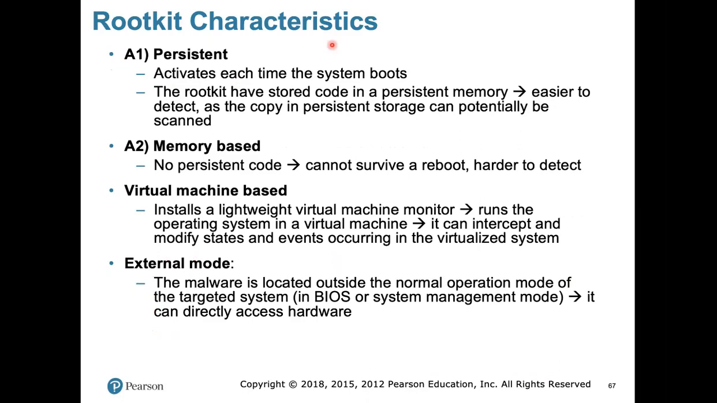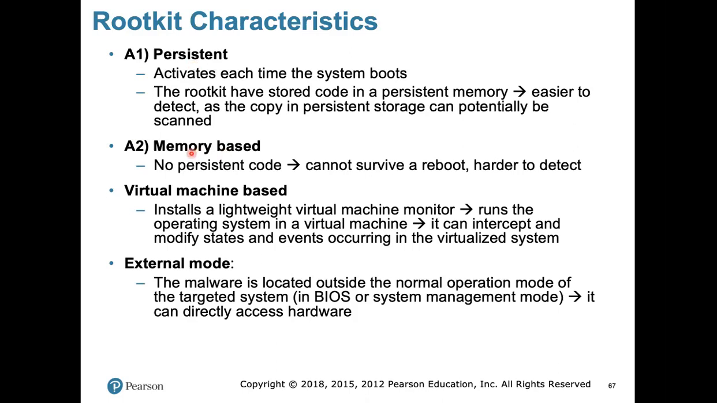Some of them are features, like these two, and some of them are classifications. So I coded them this way. For example, you see here, I said A1 and A2. This means that this is a classification. We have a classification for rootkits. Rootkits might be persistent or might be memory-based.